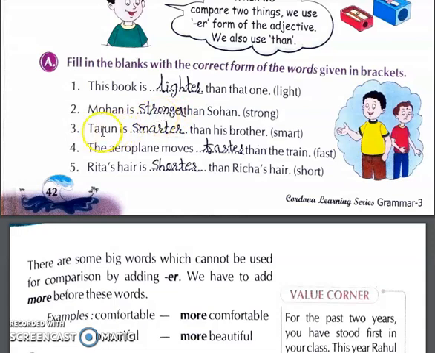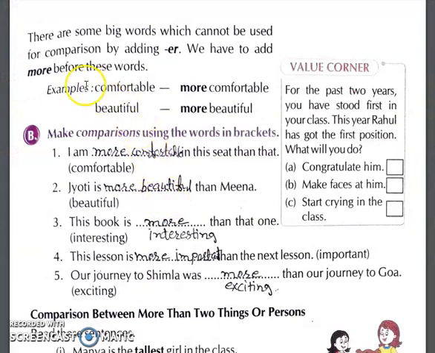to the adjective. Tarun is smarter than his brother. The word is given smart, that is why I had written smarter. The aeroplane moves dash than the train. The word is given fast, so we have to write faster. Rita's hair is dash than Richa's hair. Short, shorter. So again I am telling, if the word is given then after the blank, then we have to write ER form of the adjective. Now we will go to the next page.